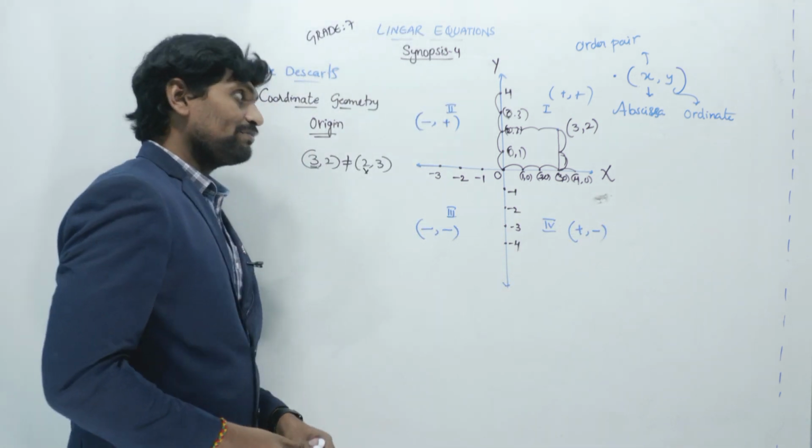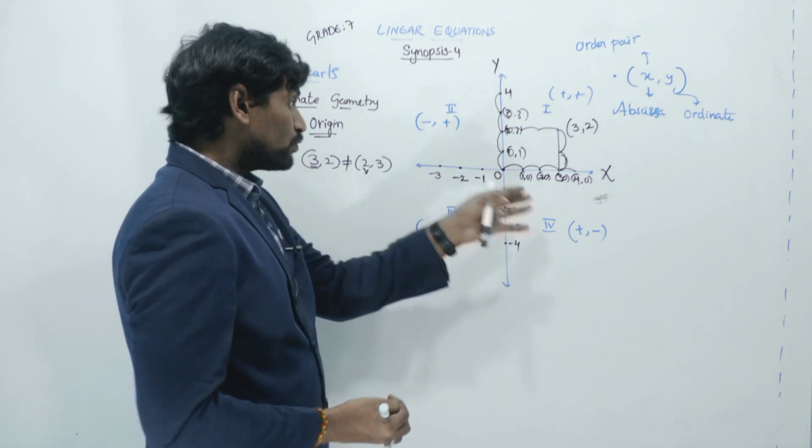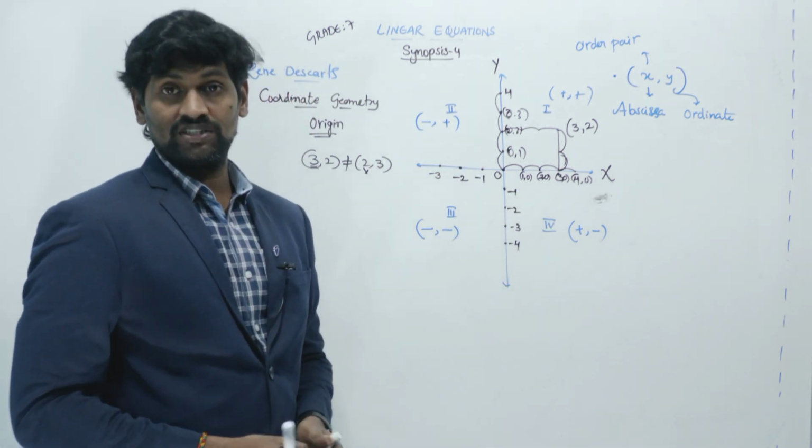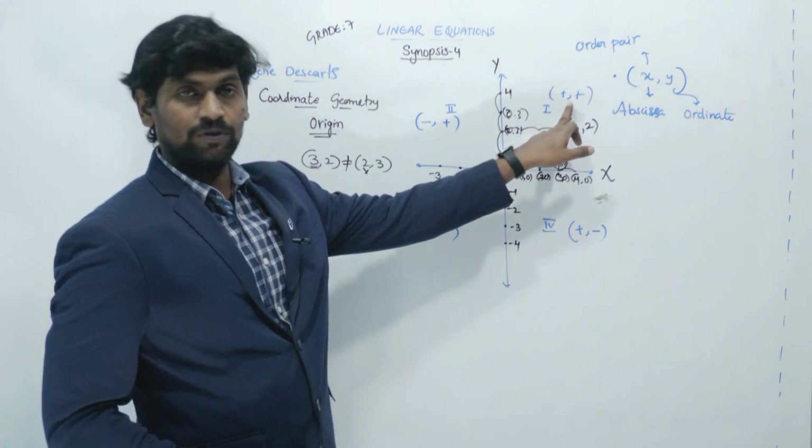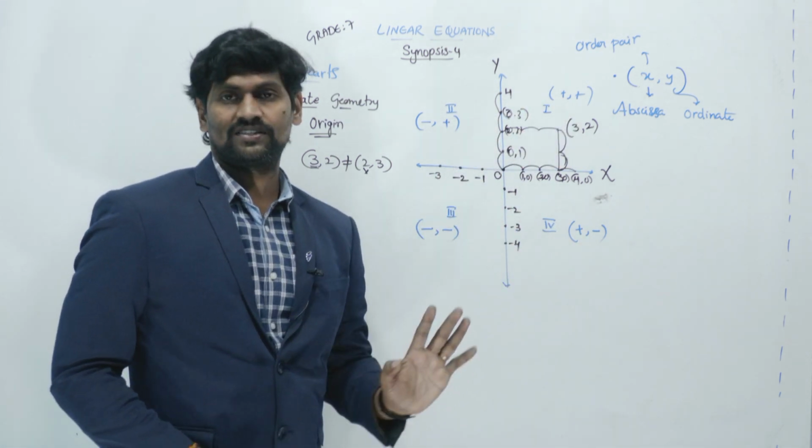Okay? So while you are observing these 4 quadrants, opposite quadrants have opposite signs. Here both are negative, here both are positive. Here minus, plus, plus, minus. Clear?